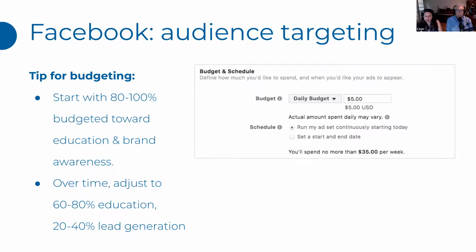A takeaway here is that for budgeting, start with almost all of your budget toward education and brand awareness, meaning about the practice and what it does and who are the doctors and how you're different and that type of thing. And over time, you can adjust that down and then ratchet up the lead generation part of your campaign. Because like we said earlier, warm leads convert better with lead generation programs.